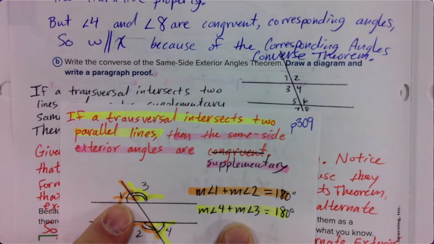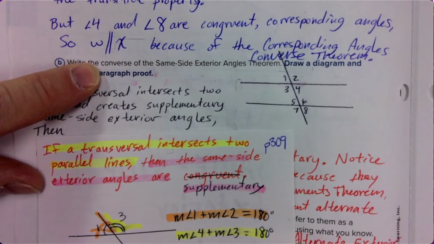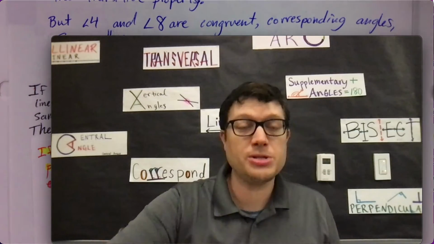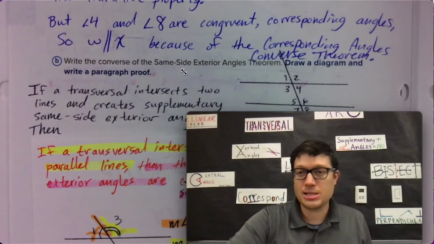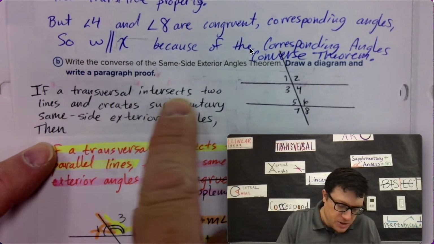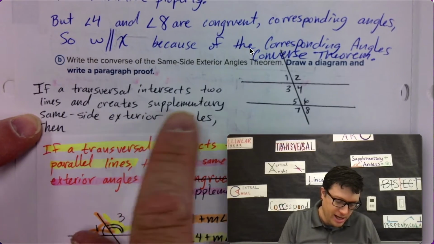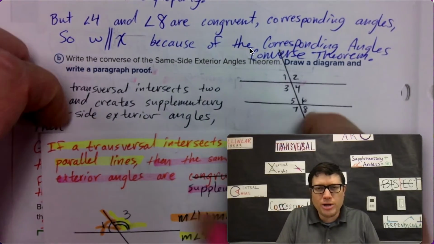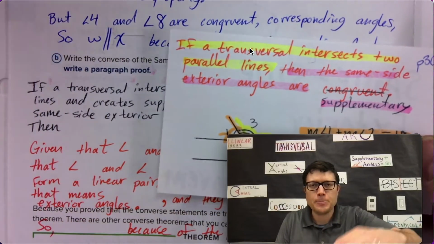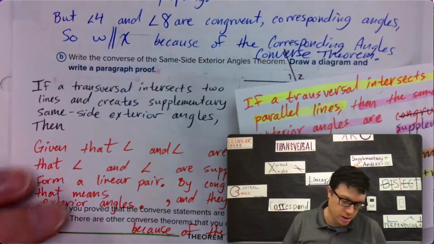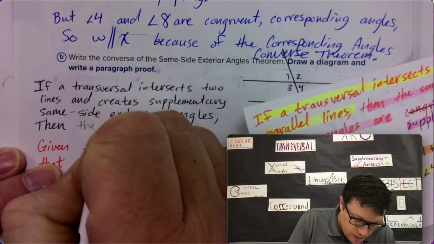And we have some examples here. But when you write the converse, you switch these two statements around. And so the converse has the if going second and the then going last. If a transversal intersects two lines and creates supplementary same side exterior angles, that's really like a re-speak of what's going on in pink, because we want to save the word parallel for the then section. All right? Then the lines are parallel.